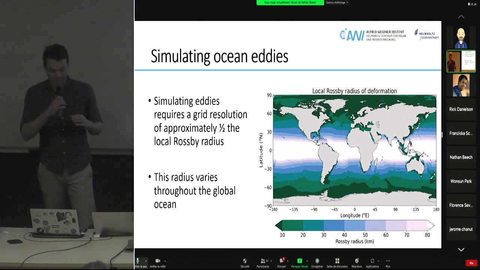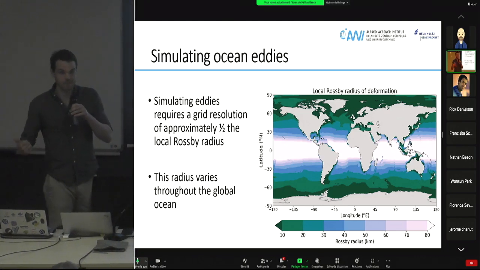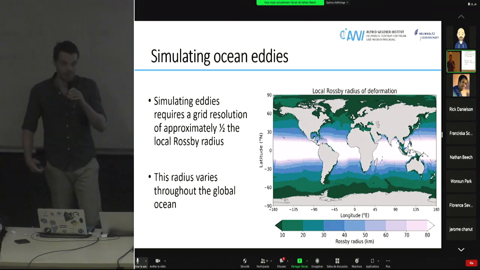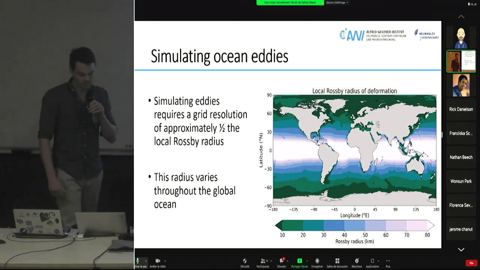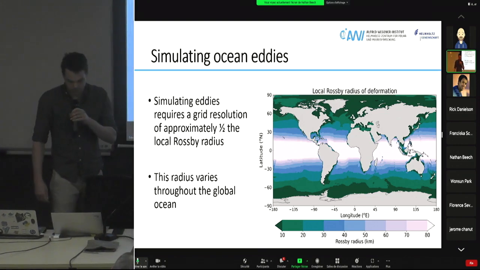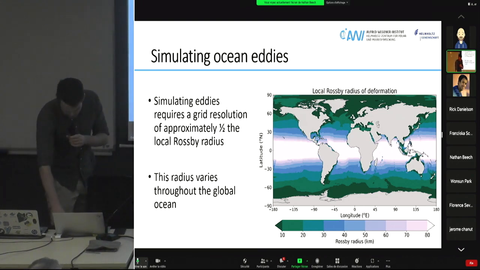I know you've already seen this this week, so I'll be quick. The rule of thumb to simulate eddies is that you need a grid resolution of 1/2 of the local Rossby radius, or 1/2 of the radius of a typical eddy, wherever you are. And that varies generally with latitude.